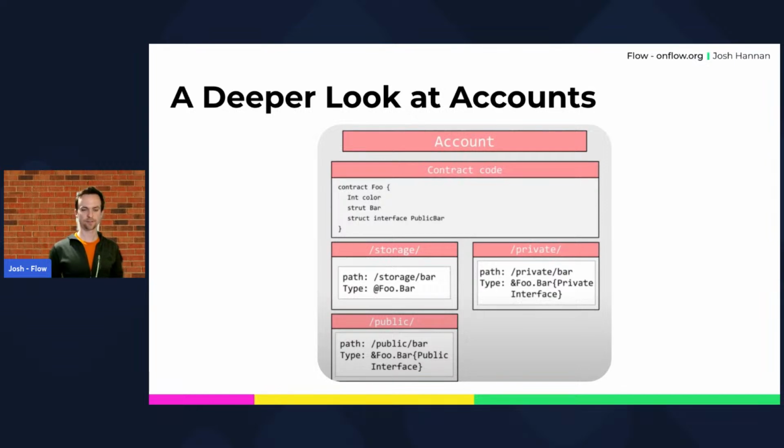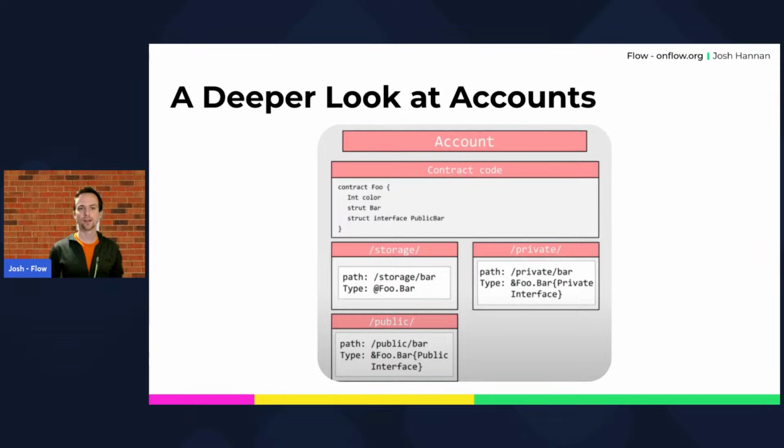The public section is kind of like your account's public API. Through something called capability security, which I'll explain a little bit more later, you can create links to your privately stored objects in the storage section of your account. You create those links in the public section, but you can use some of the language constructs to restrict those public links to only the parts of it that you want to actually be publicly accessible.